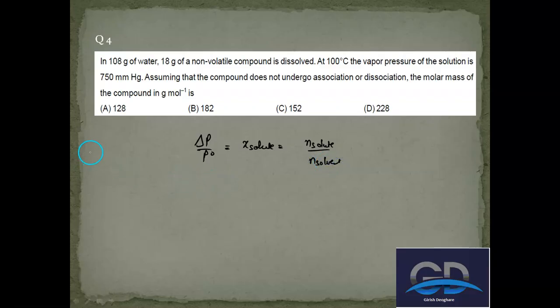So putting the value, the normal pressure would be 760 millimeter, but what we are observing is 750, so there is a depression of 10 millimeter Hg. So the lowering in vapor pressure, 10 upon P naught, which is the standard value 760, should be equal to moles of solute, which is 18 upon M, considering the molecular mass to be M, upon the moles of solvent, that is 108 divided by 18. So on solving, M comes out to be 228. So the answer for this question is D.